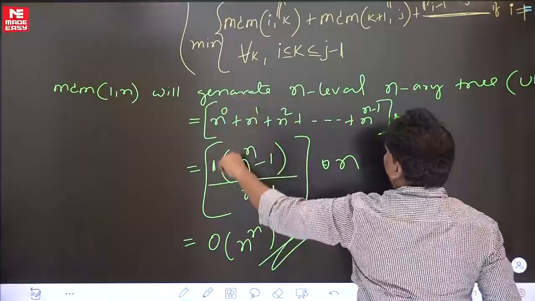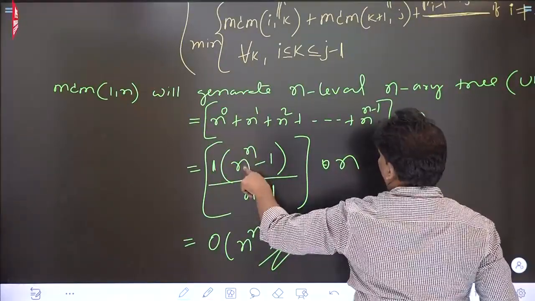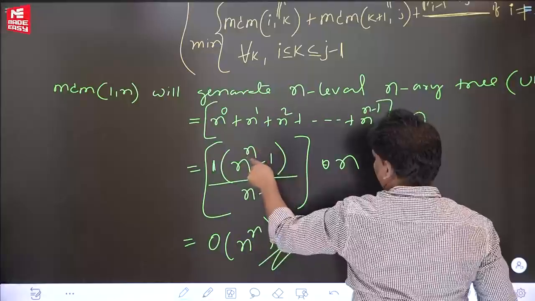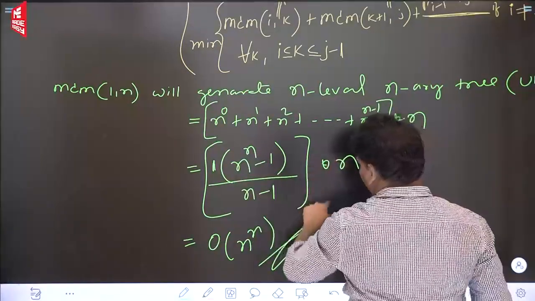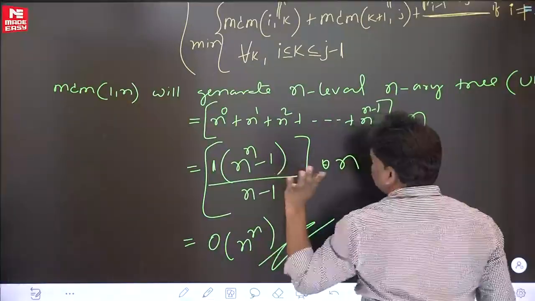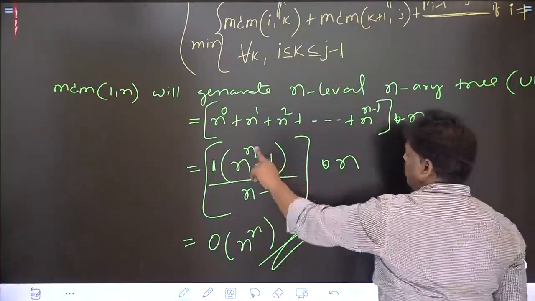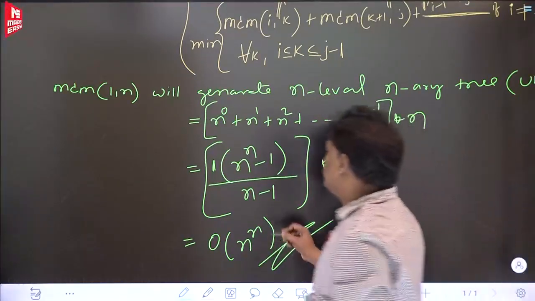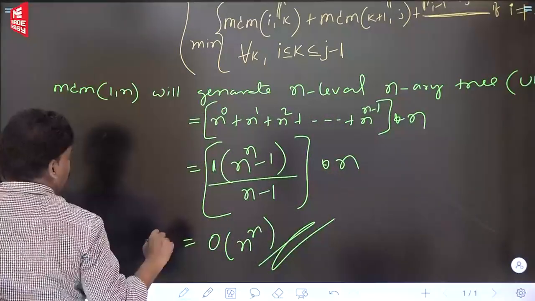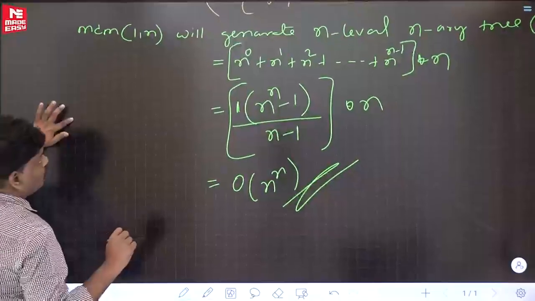Again I am repeating now. A into r power n minus 1 by r minus 1, n terms. Right? Like that, into n. This n cancels. Forget about the minus 1 and plus 1. Asymptotically I am talking, so n power n. So this is the time complexity of the MCM problem.